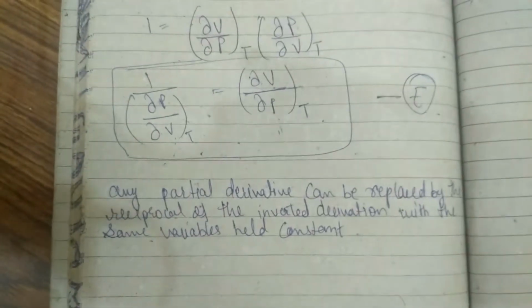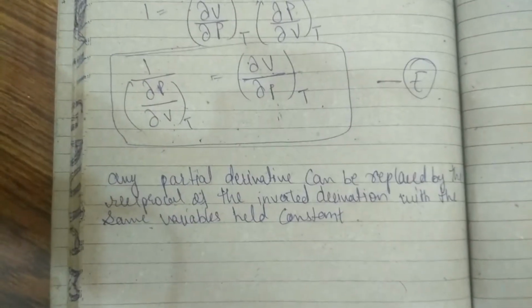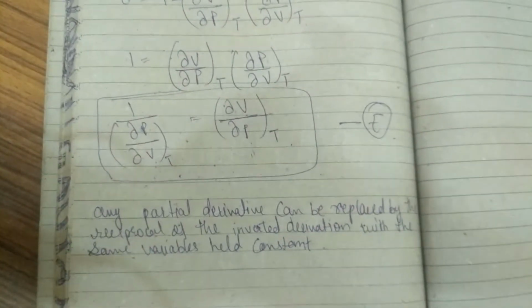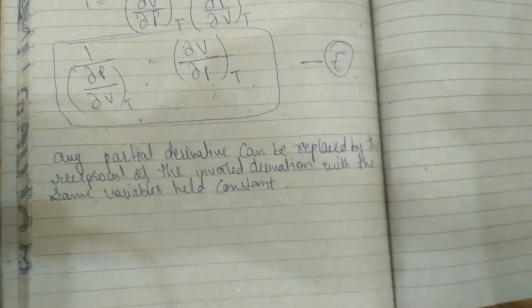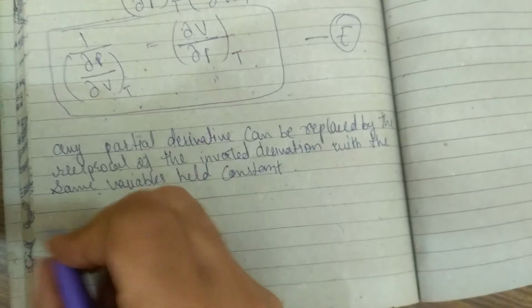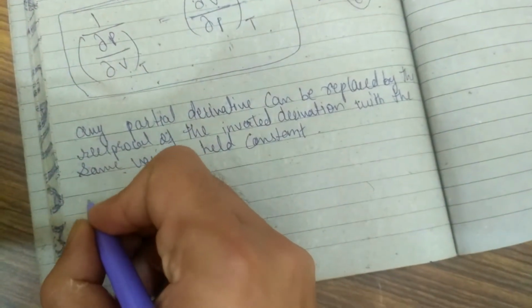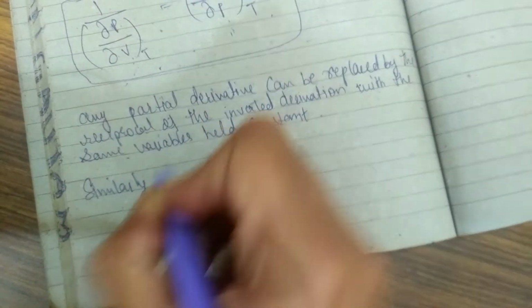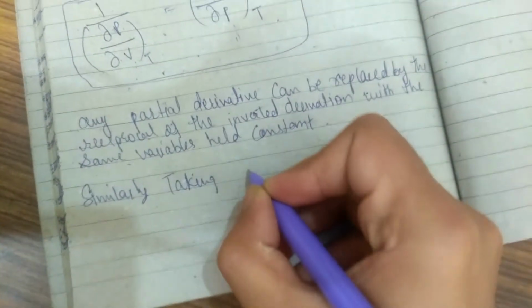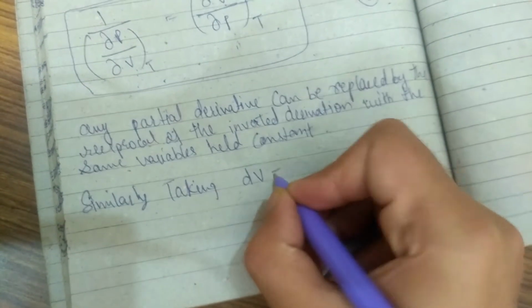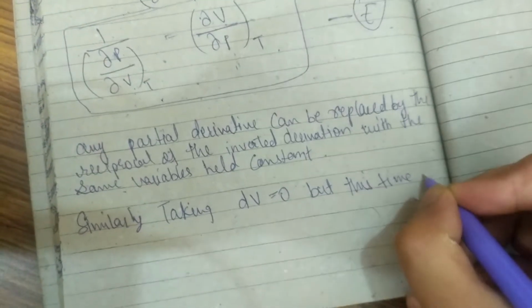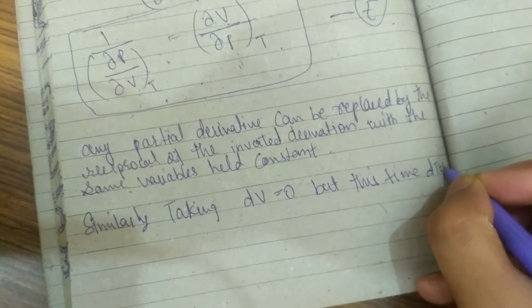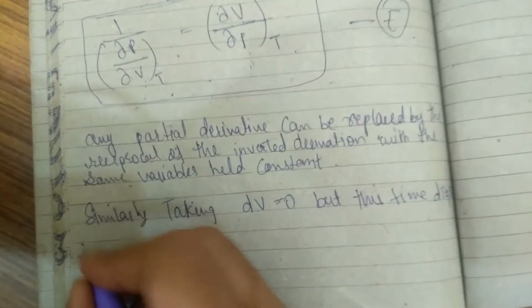Another deduction is coming up with the help of the same partial derivative. But notice that here we have taken dt is equal to 0, but dv not equal to 0. For our next deduction, we are imposing the condition similarly, taking dv is equal to 0, but this time dt is not 0. So taking this in, what was our equation?